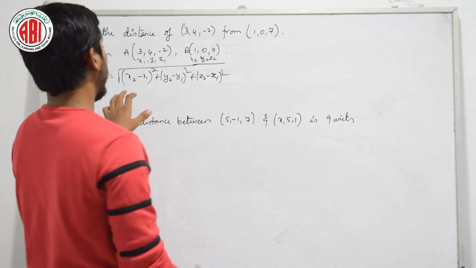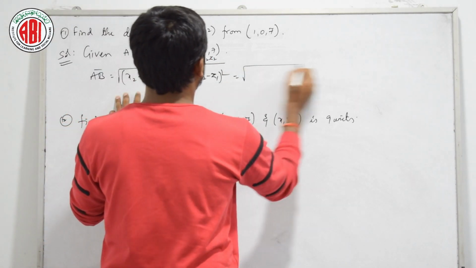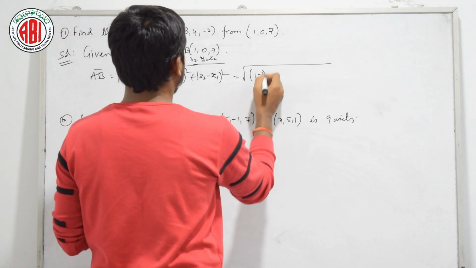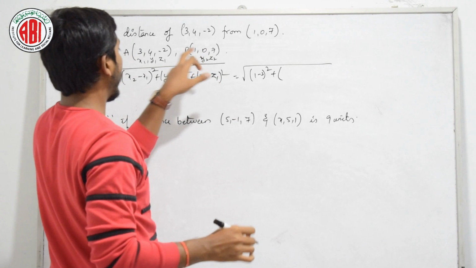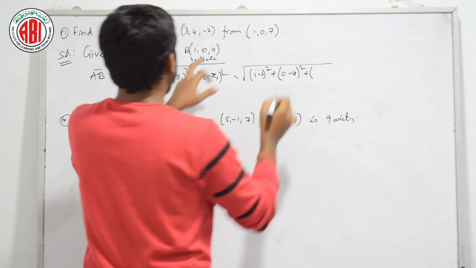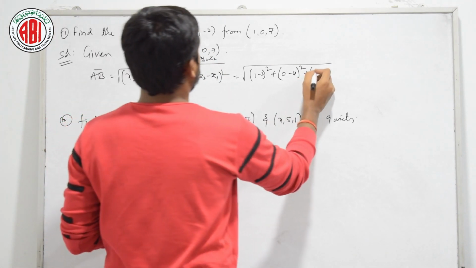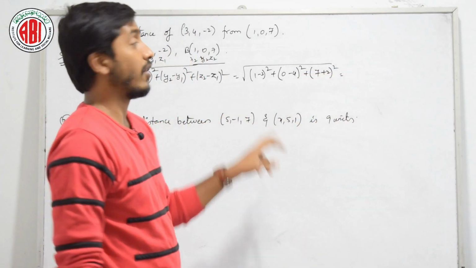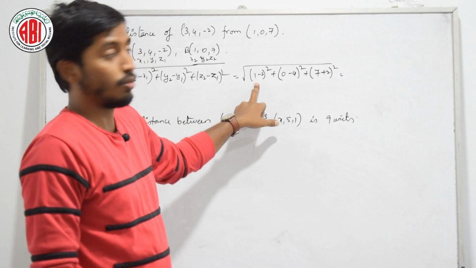Let's substitute them. That is equal to under root (x2 minus x1) whole square, that is (1 minus 3) whole square, plus (y2 minus y1), (0 minus 4) whole square, plus (z2 minus z1), (7 minus (minus 2), minus with minus is plus) 2. Is that right? What is 1 minus 3? 1 minus 3 is nothing but minus 2, right?